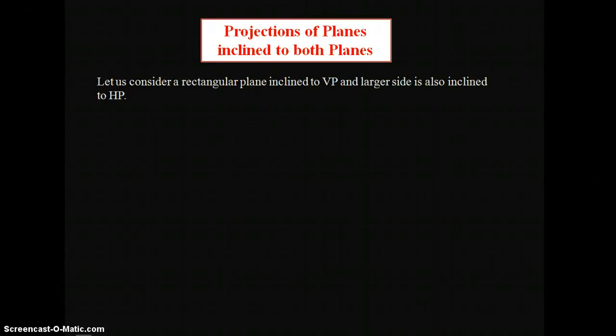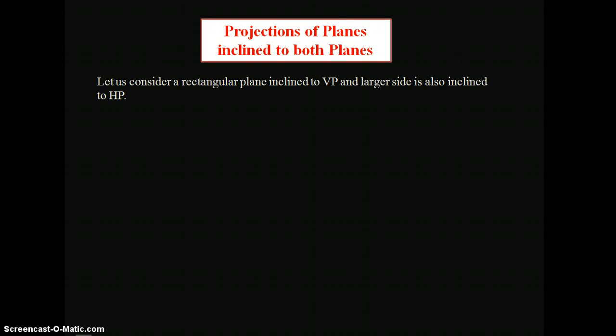Hello everyone. Now we discuss the projections of planes when the plane is inclined to the vertical plane and again one side of it is inclined to the horizontal plane. So this is the case of the plane when it is inclined to both principal planes.